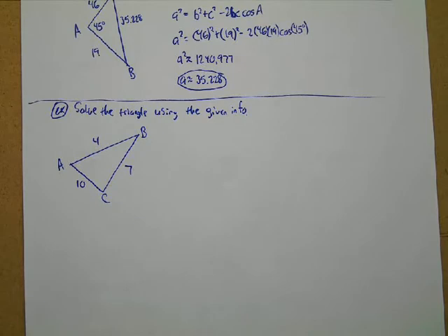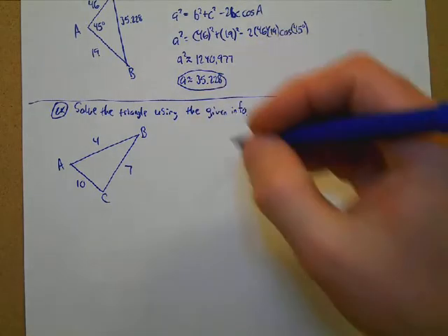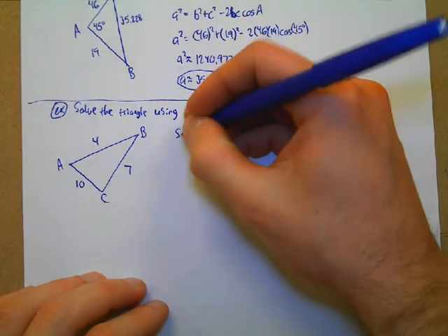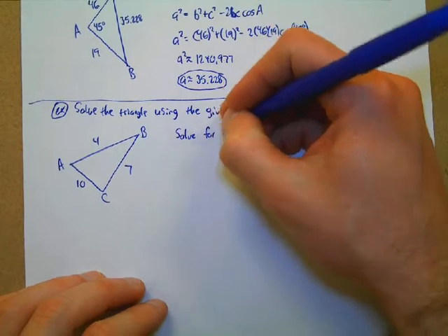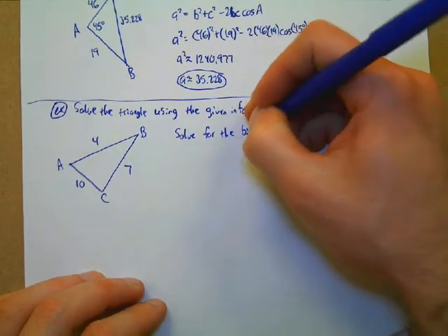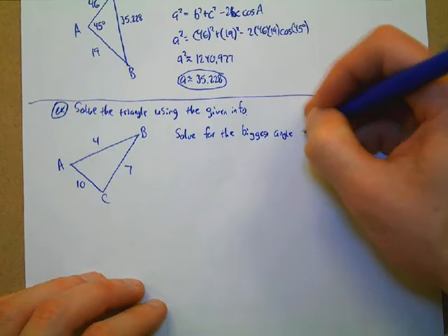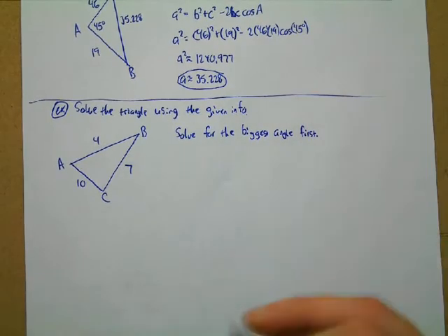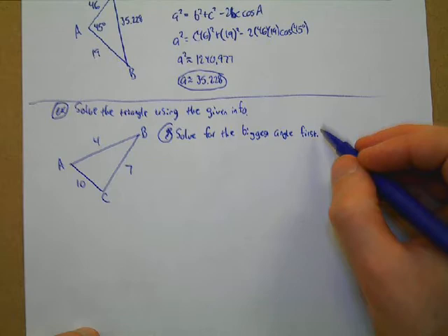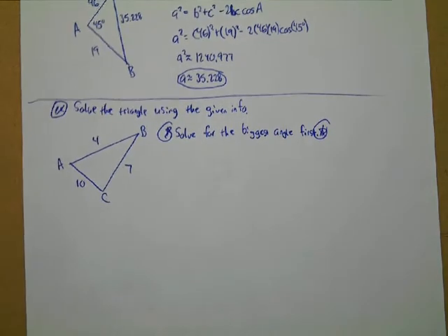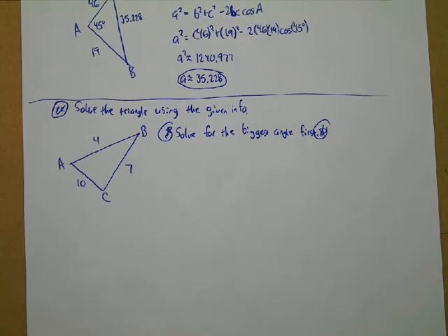So we have to use law of cosines. The question is, which should we solve for? Should we solve for anything? The recommendation, the suggestion, is to solve for the biggest angle first. That's the key thing to remember here: solve for the biggest angle first.